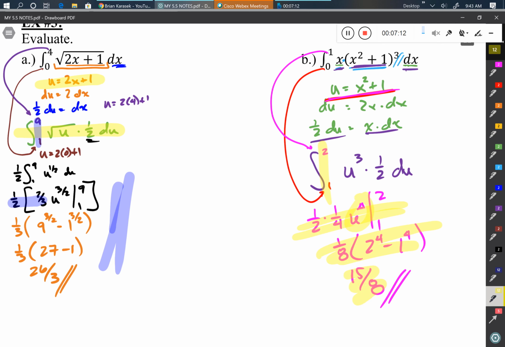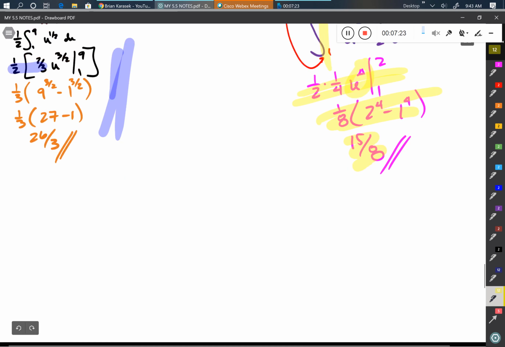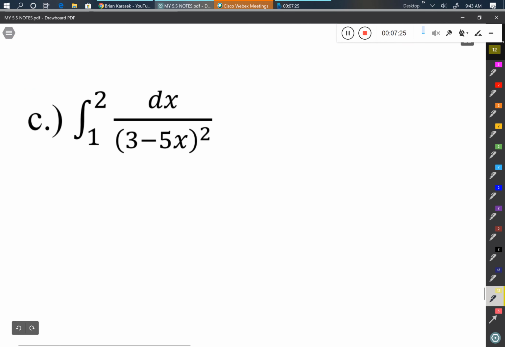So when you get one of these problems wrong, and it's going to happen, I do it myself sometimes, the first thing you should check is, oh yeah, substitution. Did I change my limits correctly? All right, there's got to be more. There's always more. Here's another one.